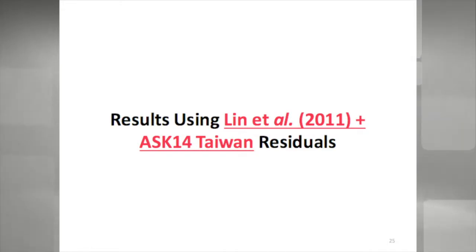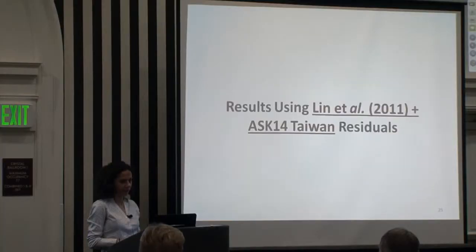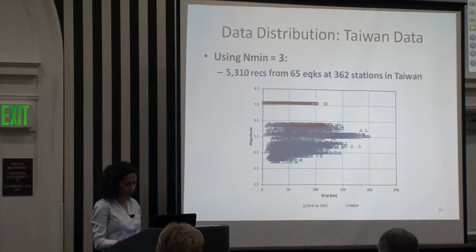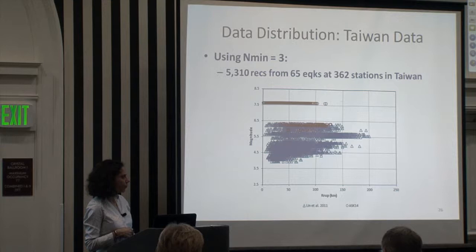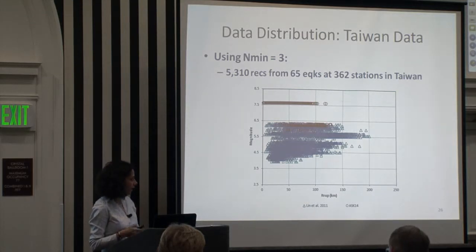All right, so then I analyzed the Lin et al. data, and this is mainly to try to understand why the Taiwan VSS is smaller than the California VSS when I look at the Abrahamson et al. residuals. So I basically have the Lin et al. residuals for Taiwan, and they have over 10 recordings per station in their data set, and I added to those whatever additional residuals were in the Abrahamson et al. data set.